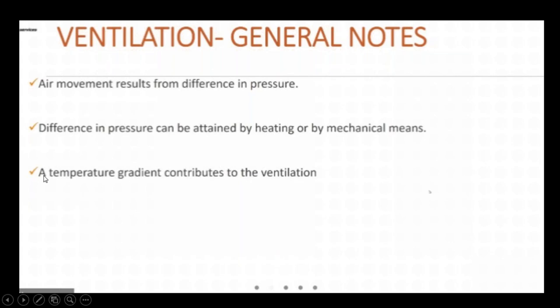And principle number three, a temperature gradient contributes to the ventilation. We have almost discussed this point. If there is a temperature gradient by cooling or heating, we can move air. However, the efficiency and the velocity of air movement is not as much as we can achieve with mechanical means like fans and blowers.